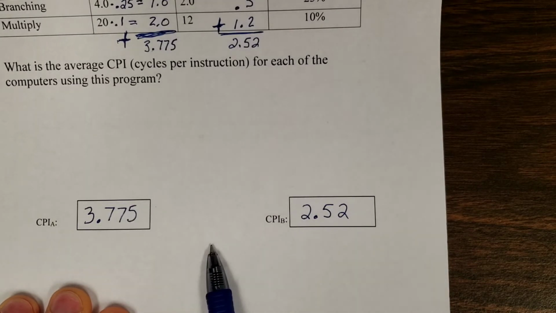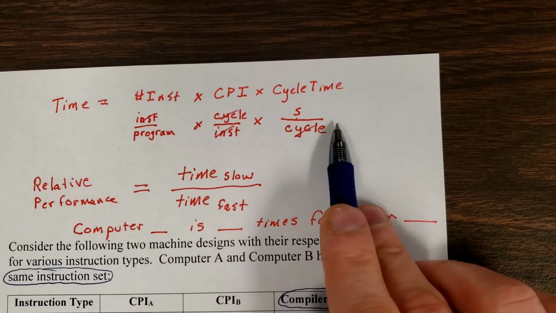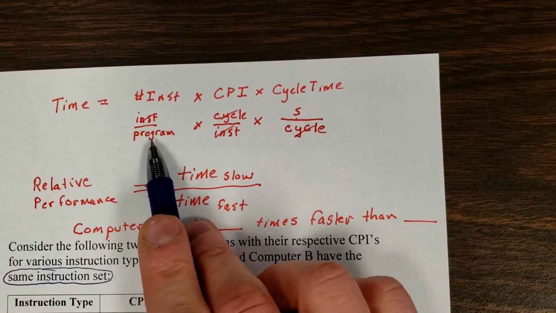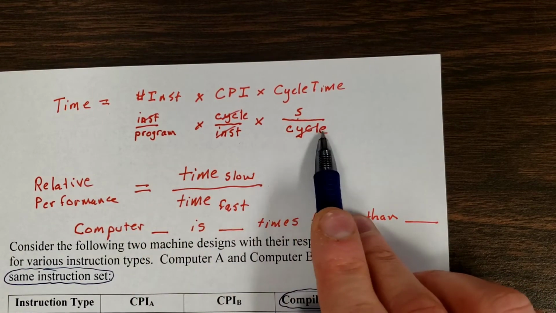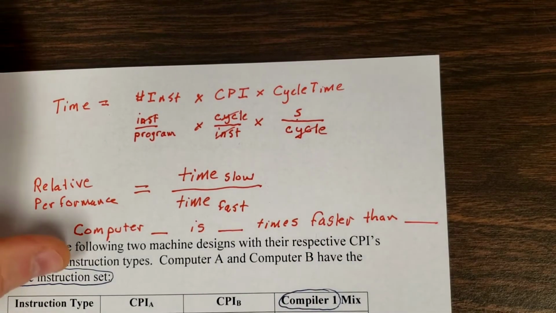Now, if the problem said they're at the same clock rate and they have the same number of instructions, then this works. But remember, we have 3 components here, and in this problem, we're only holding the number of instructions constant, and we still have to worry about the cycle time. So we go on to the next question.